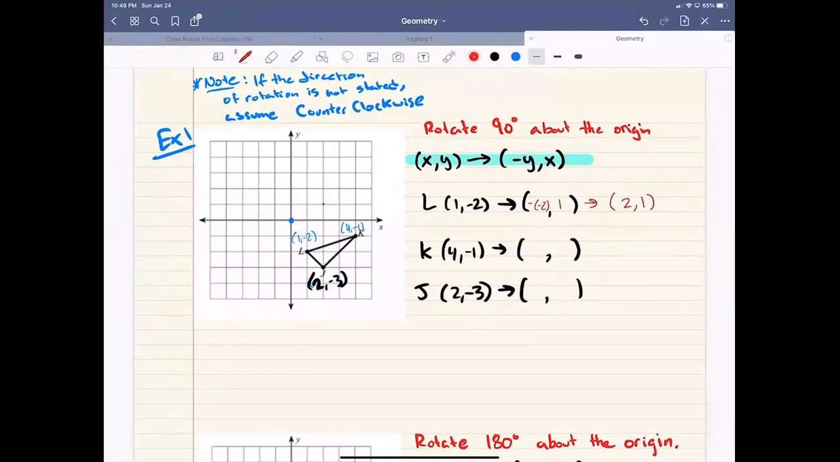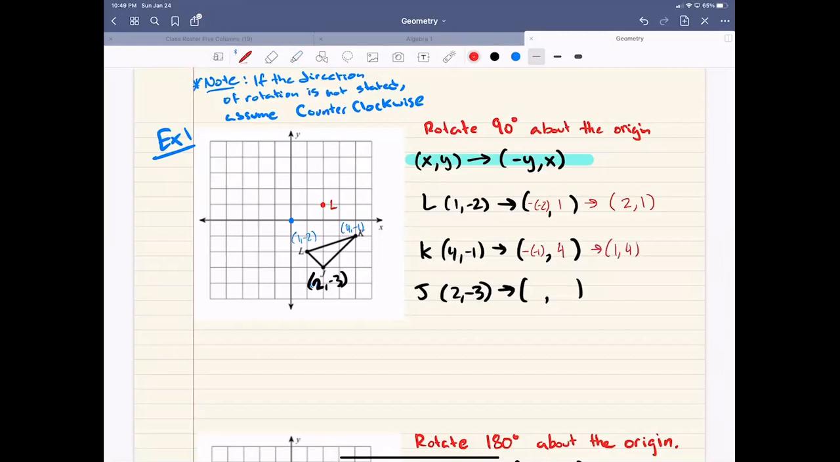We're gonna find 2, 1, and that's gonna be L. All right, now we're gonna do the same thing for K. We're gonna do negative of our y value, which here is -1. So we're gonna do -1. And then we're just gonna move our x value to the y value area. So we're gonna have 4, which means we really have 1, 4 for K.